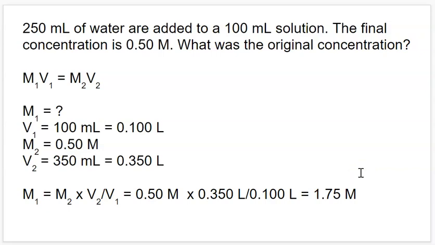And just to remind you again, it doesn't matter if I convert these to liters or not, because 0.5 times 0.350 divided by 0.1 is going to give you the exact same value as 0.5 times 350 divided by 100. You'll notice that regardless of the volume units, since there's one on top of the ratio and one on the bottom, they're going to cancel each other out anyways. So 0.350 liters divided by 0.1 liters is the same thing as 350 milliliters divided by 100 milliliters.